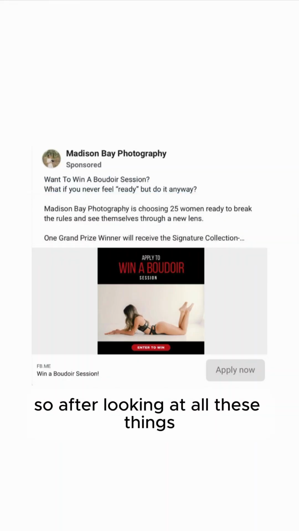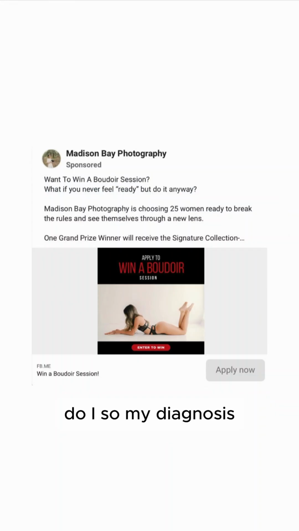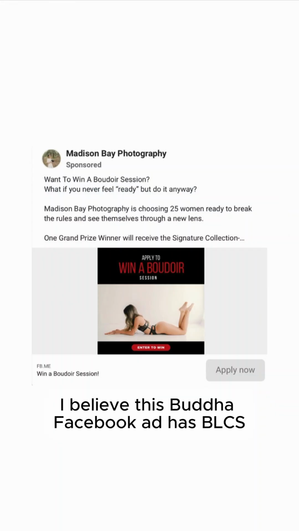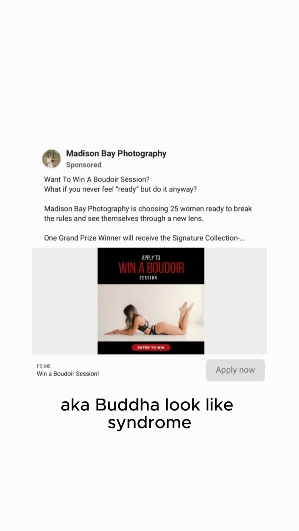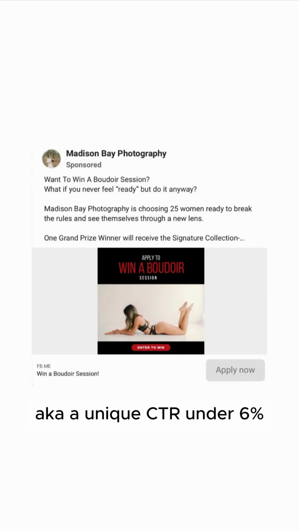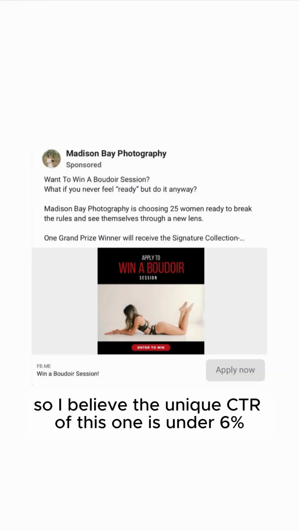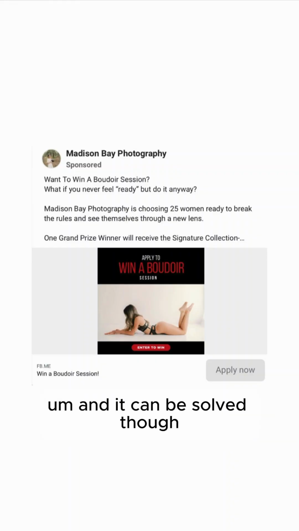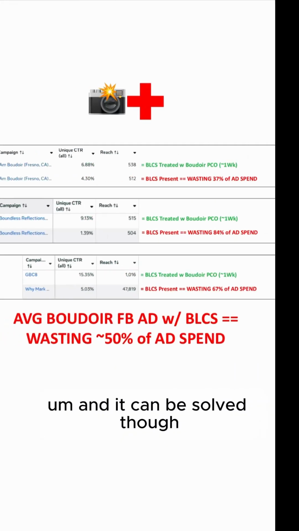So after looking at all these things, my diagnosis, if I believe this Boudoir Facebook ad has BLCS, aka Boudoir low click syndrome, aka a unique CTR under 6%: yes, I do. So I believe the unique CTR of this one is under 6%. And it can be solved though.